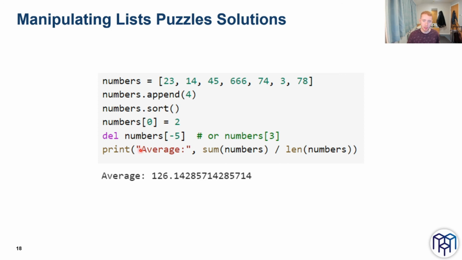And finally, we calculate the average of these numbers, so we take their sum and then divide by the length of the numbers, how many there are, and that gives us the average or mean value.